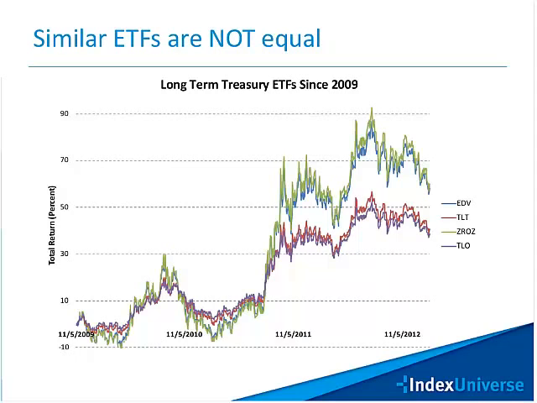ZROZ returned nearly 60%, while EDV returned 58%. Meanwhile, TLT and TLO lagged behind with returns of 40 and 38% respectively. So what drove this? Well, as you'll note in our reports, EDV and ZROZ load up on zero coupon strips maturing in 20 and 30 plus years, resulting in significantly higher interest rate sensitivity. As a result, when the yield curve flattened, EDV and ZROZ outperformed their peers.